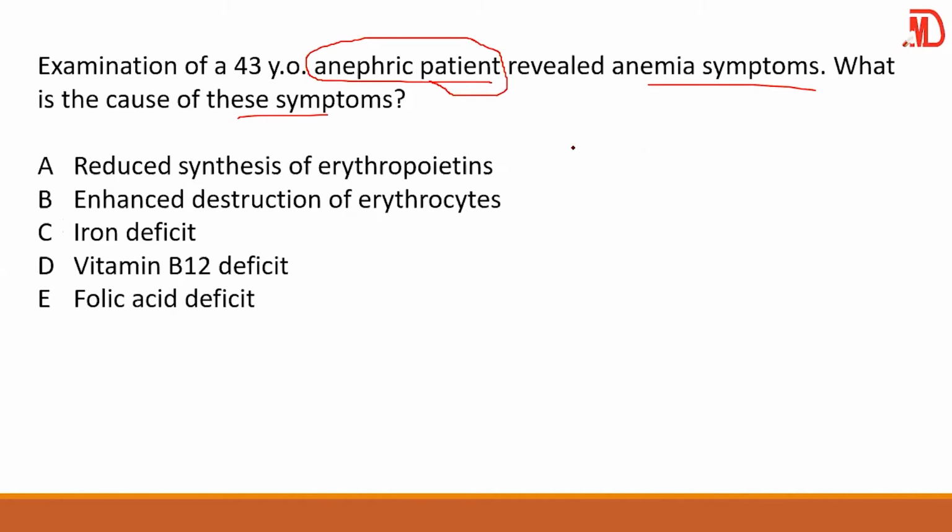So erythropoietin is normally produced by the kidney. And this erythropoietin helps in the synthesis of RBCs, or the production of red blood cells. So when there's no kidney, what it means is that erythropoietin will not be produced. And if it's not produced, what happens? There will be a problem with RBCs, which is why this patient is suffering from anemia. So here we are talking about reduced synthesis of erythropoietin. So your answer is A.